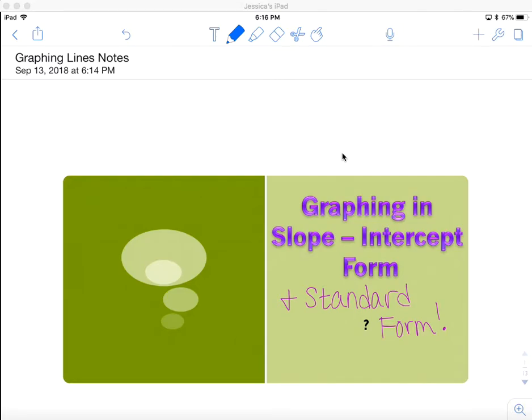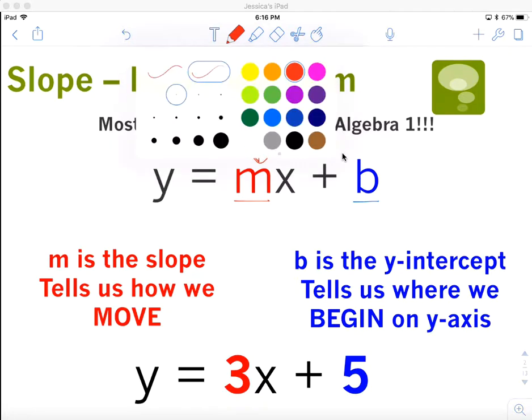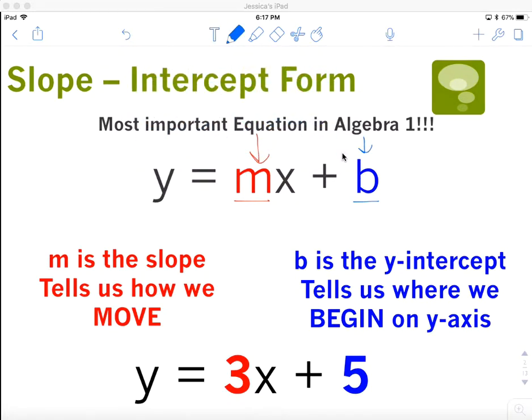Today we're going to graph lines from both slope-intercept form and standard form. First, we're going to look at slope-intercept form. Your slope-intercept form is y equals mx plus b. M, the number in front of x, is your slope. That's going to tell you how to move. B, the number alone, is your y-intercept.